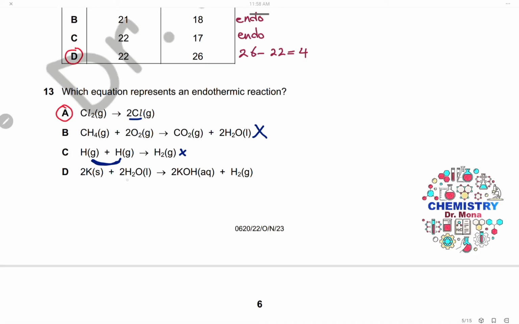Reaction of potassium with water is highly exothermic, where hydrogen gas is produced and flames of lilac flame for potassium metal. So the only endothermic reaction is A.